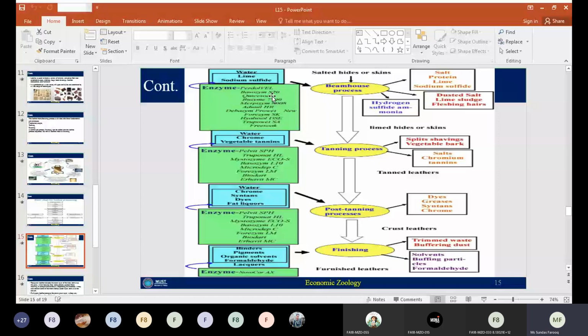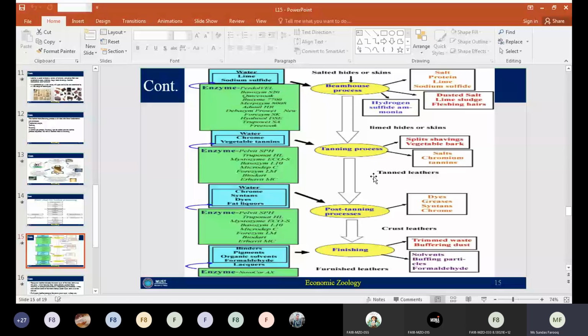Then the salted hides or skins that have received their initial chemical treatment will undergo a further process, called the tanning process. As we discussed in the previous slide, the tanning process can be of two types, that is splitting and shaving by vegetable bark. It means the treatment can have animal origin, or different types of chromium tannings are used. The leather obtained by this process is called tanned leather.